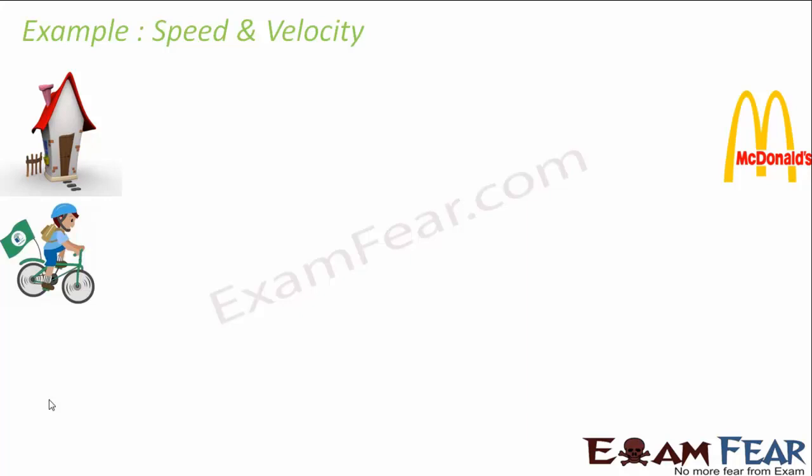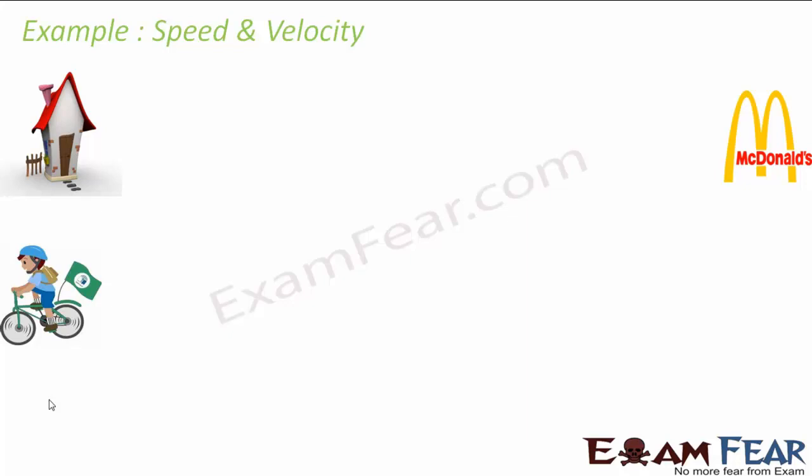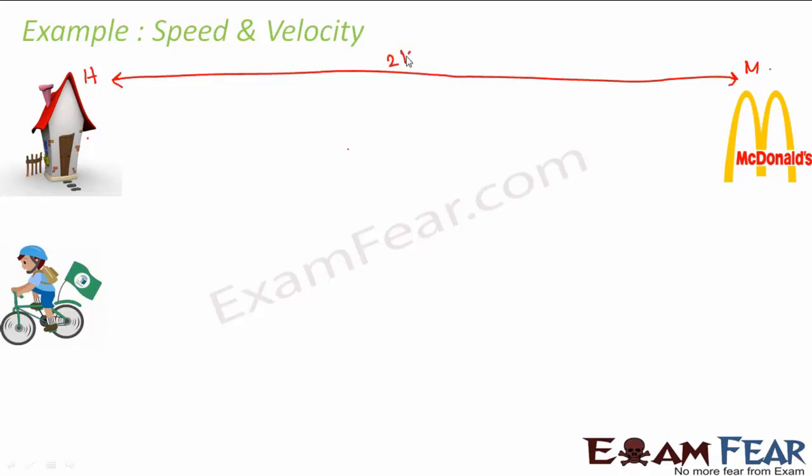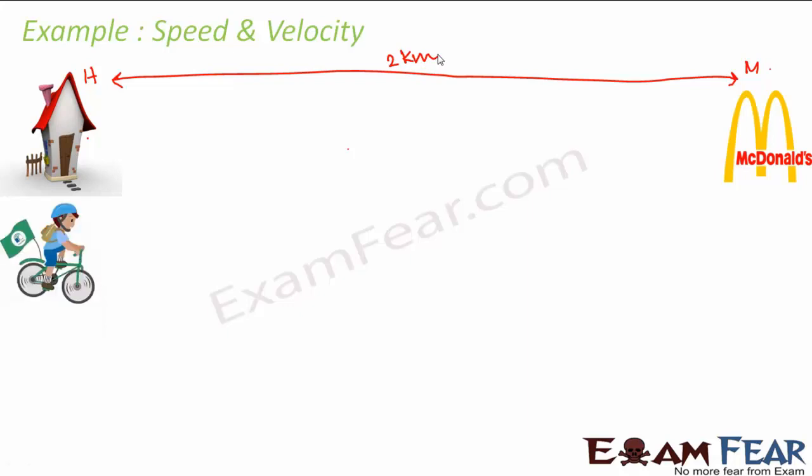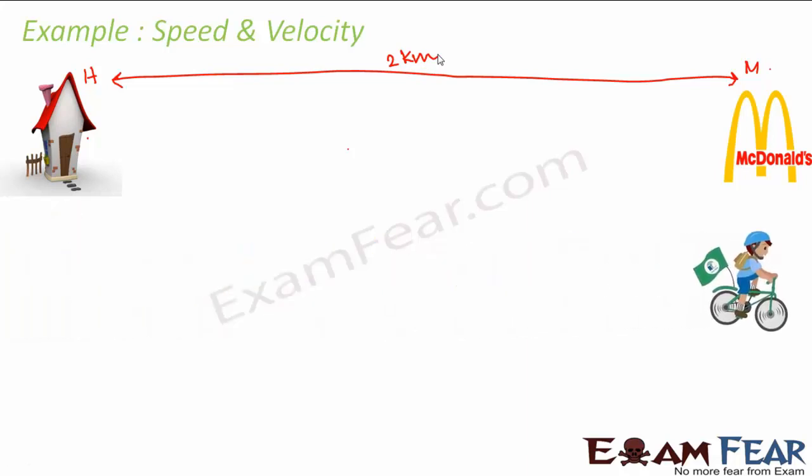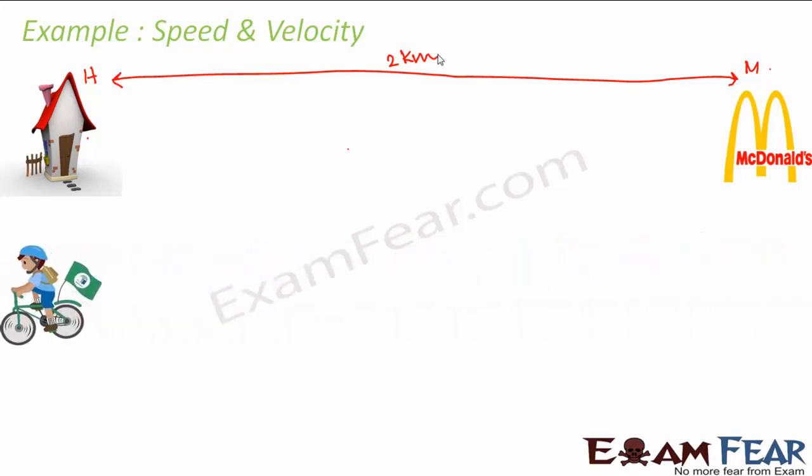Let us take the same example of the small boy. Let us suppose we have the small boy who is right now at rest at his home. Now let us look at this example. Let us suppose that the distance between the house and the McDonald's, this entire distance, is 2 kilometers. Now this boy starts cycling. He starts from his home, reaches McDonald's, and then again takes a U-turn and comes back to his home. Right? The same story again. Maybe he missed his wallet and so he has to come back to his home.